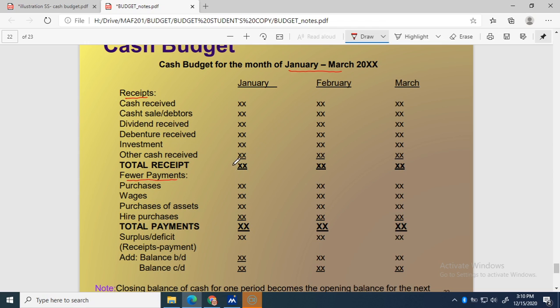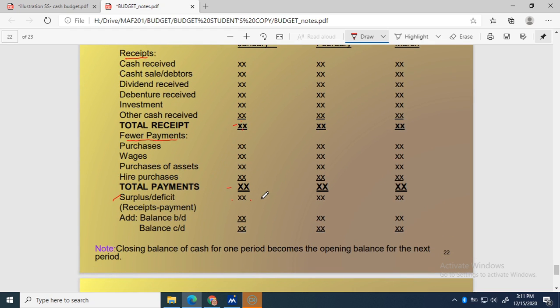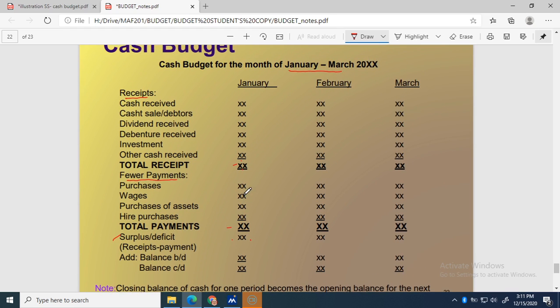Now you take total receipts minus total payments, and you get either surplus or deficit. If positive, that means receipts are more than payments, so this is a surplus. If your receipts are less than payments, it is a deficit, so you will get a negative. Then you add the balance brought down, at the beginning period of January, that means on the 1st of January, how much cash balance you have brought down. The surplus or deficit plus the balance brought down gives you the cash carried down at the end of January. This balance carried down of January will be the balance brought down for February.